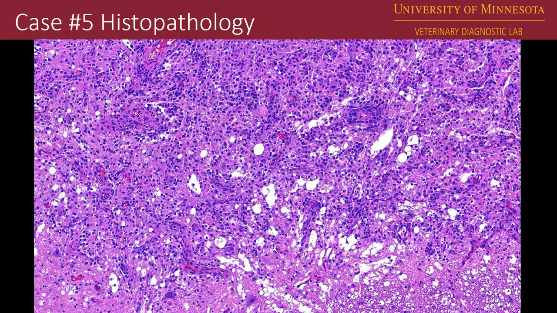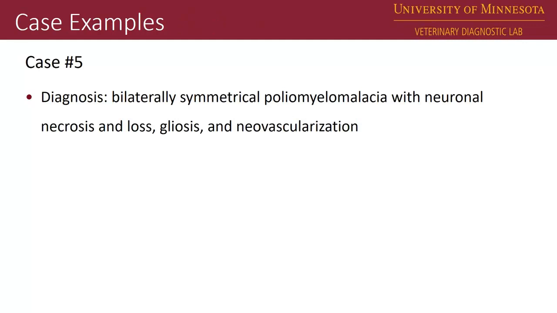But these cells look a little bit different than the lymphocytes that we saw before. These are a little bit bigger. There's macrophages and glial cells that are coming in. We also have vascular proliferation right here. And so what we have is a big area that was potentially necrotic prior to. You've got glial cells coming in, and you've got vascular invasion to try to repair that. And this is an example of bilateral symmetrical poliomyelomalacia. We've got neuronal death and loss and neovascularization.